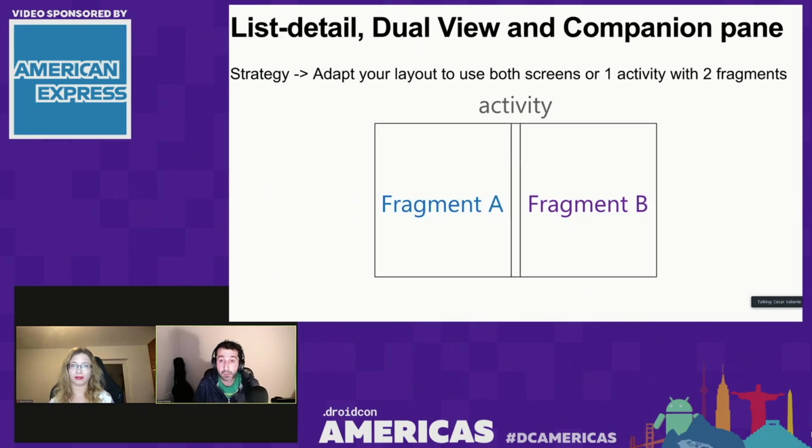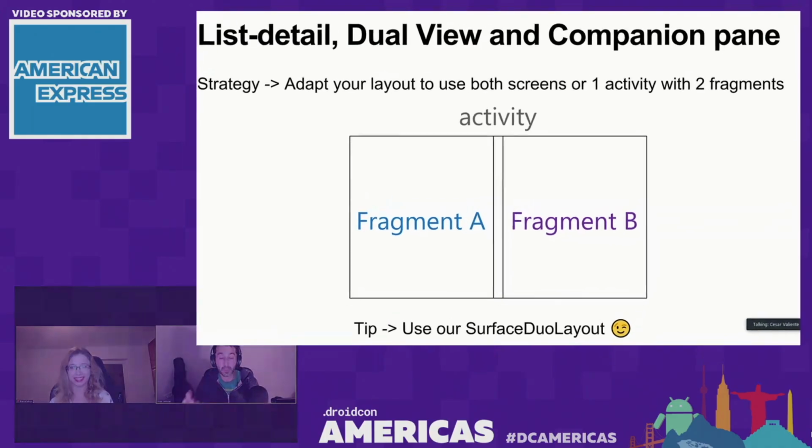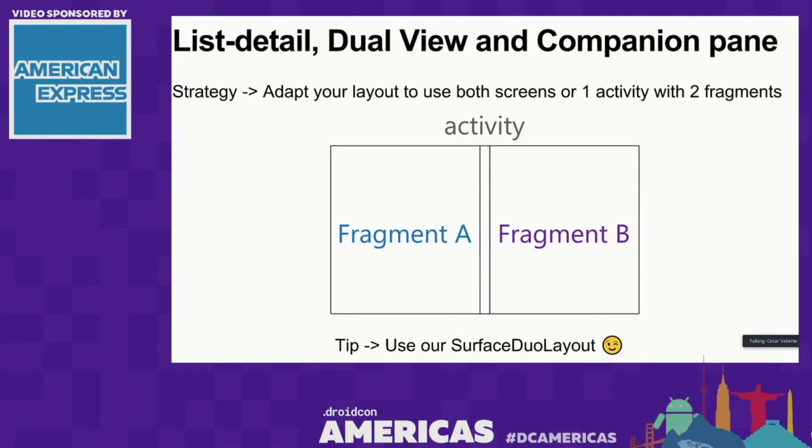For list detail, dual view, and companion pane, the key here is to adapt your layout to use both screens, with one activity with two fragments, or one activity with one layout on one side and another layout on the other side. In order to achieve this pretty easily, we have our Surface Duo layout. Definitely you can do it on your own, but we already provide the Surface Duo layout that is going to help you accommodate layouts or fragments when your app is in span mode.